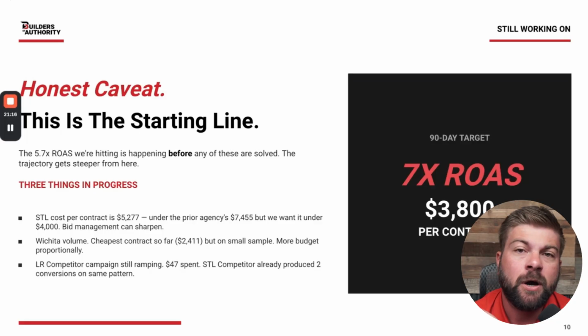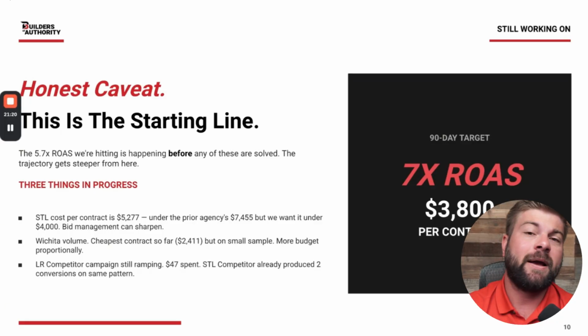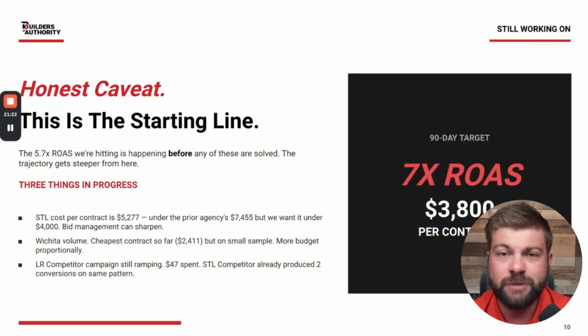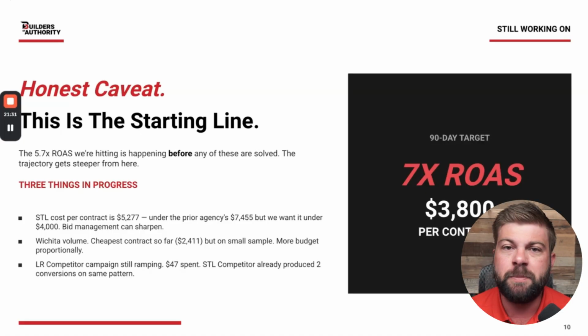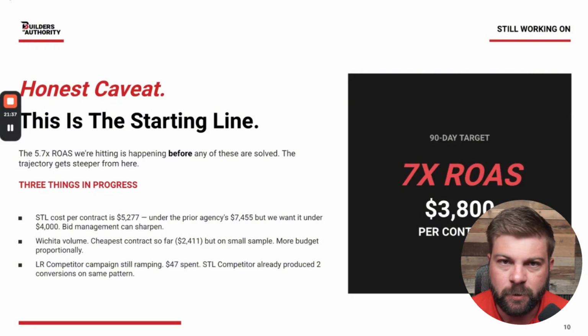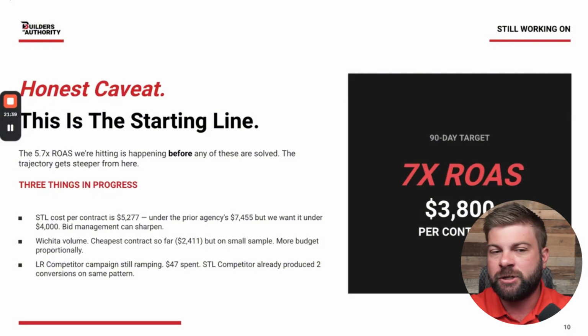But number 2 is our cost per Google form is higher than the prior agency's. I'm not going to pretend that it isn't. We're just making them more money and getting them higher quality leads. That's the trade. We're producing fewer leads, but better leads. The math still works because contracts pay 50x what leads cost. And we will drive down that cost per lead with time, with optimization, with better targeting.